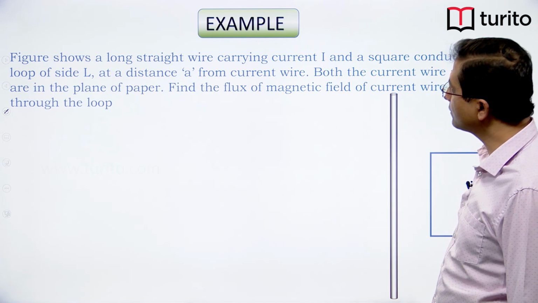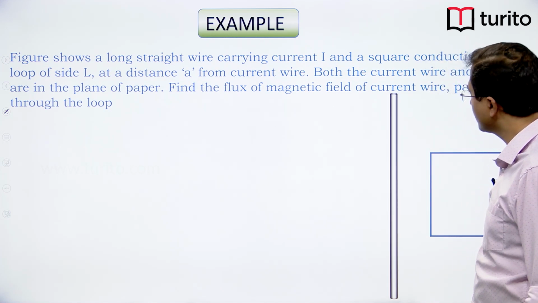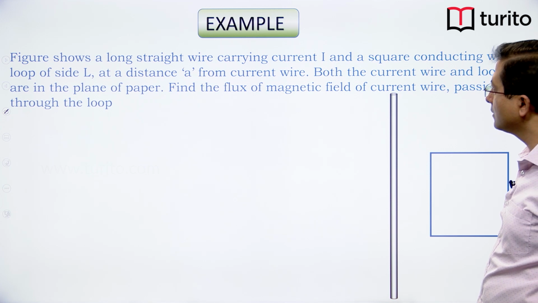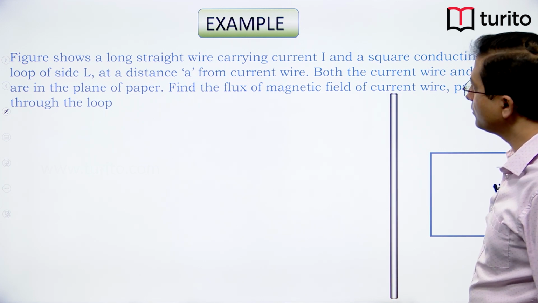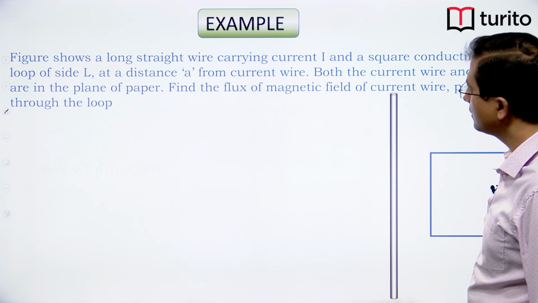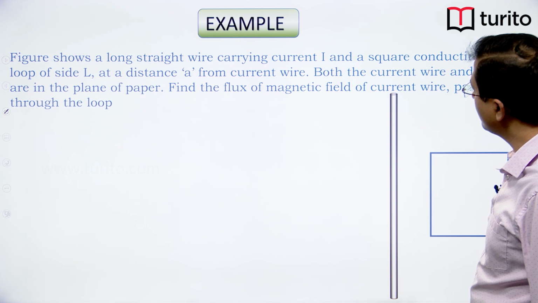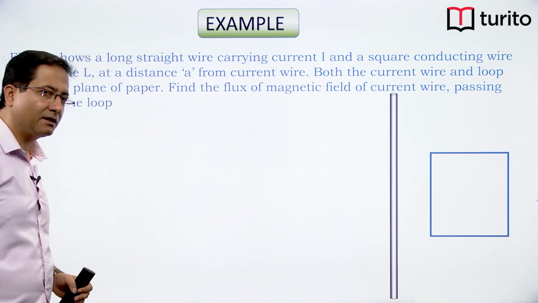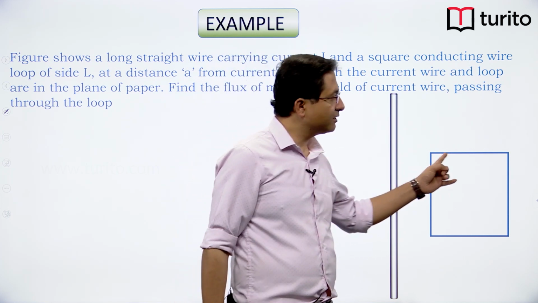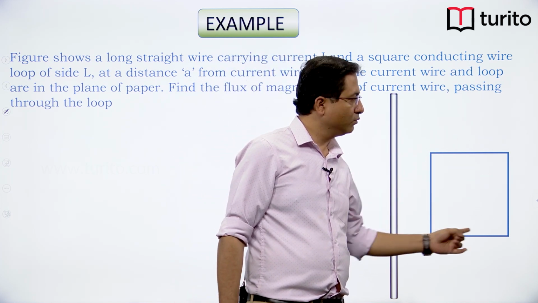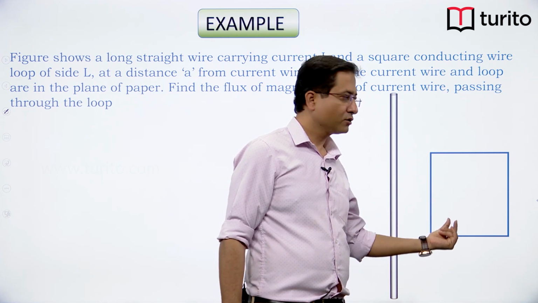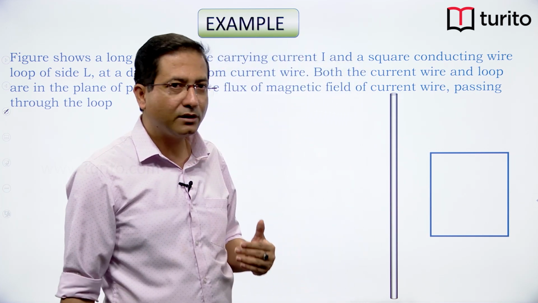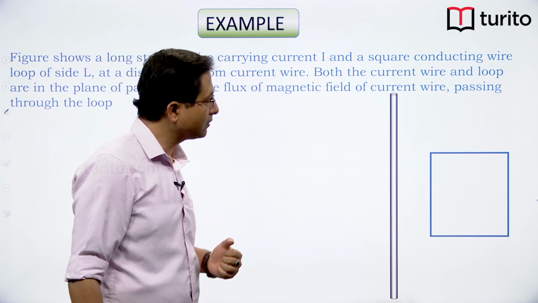The figure shows a long straight wire carrying current I and a square conducting wire loop of side length L at a distance A from the current wire. Both the current wire and the loop are in the plane of the paper. Find the flux of the magnetic field of the current wire passing through the loop. So we need to find the flux, but as you can see, every imaginary area over the loop will be at a different distance. So the field will be varying with distance, and to get the flux now you need to integrate.